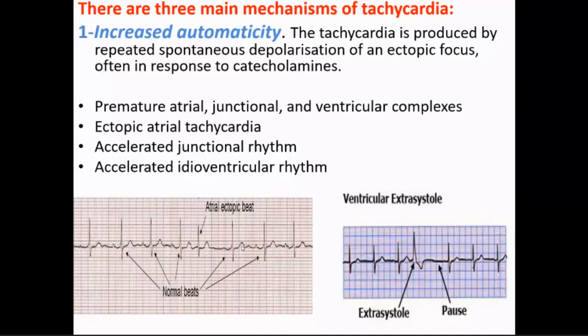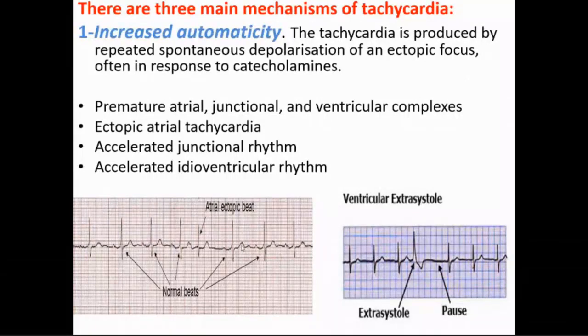Now, what are the three main mechanisms of tachycardia? The first mechanism is increased automaticity, meaning the ability of the cell to generate electrical activity outside the SA node. We have the SA node, AV node, Purkinje and His bundle, which is the normal conducting system. We want to talk about the abnormal, outside this system. For example, there's atrial tissue irritability, or ischemia in the atrial tissue, or fibrosis in the atrial tissue. The tachycardia is produced by repeated spontaneous depolarization of an ectopic focus. Ectopic means outside the normal circuit, often in response to catecholamines like adrenaline, for example.